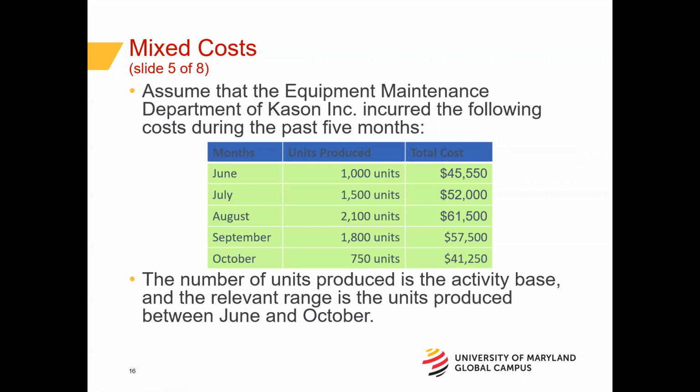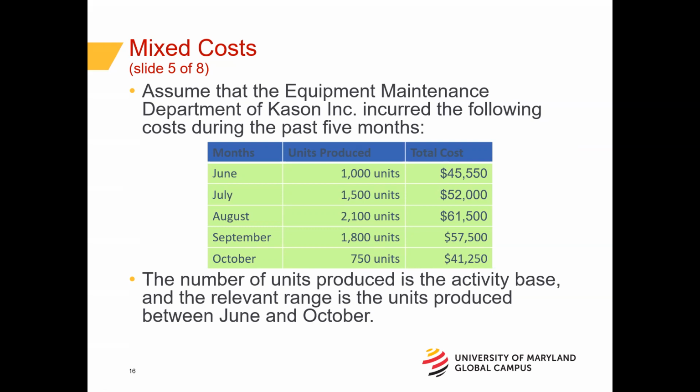So let's take a look at our range, which is the high-low method, if you will. Here's some data. In this example, we have some equipment maintenance for our company, and here's what our company has produced over the past couple of months: June, July, August, September, October. In the month of June, we produced 1,000 units with a total cost of $45,550.